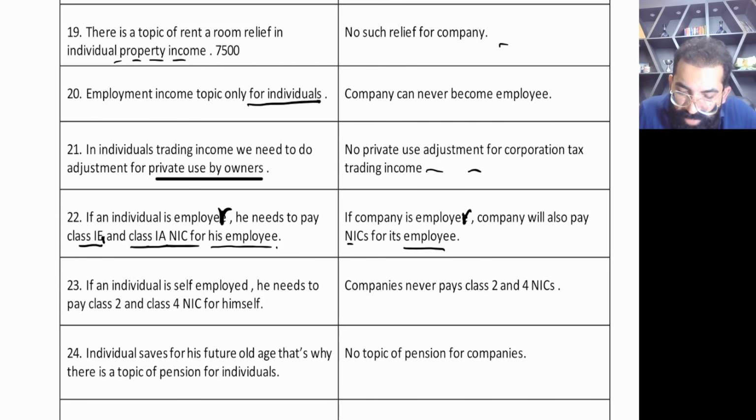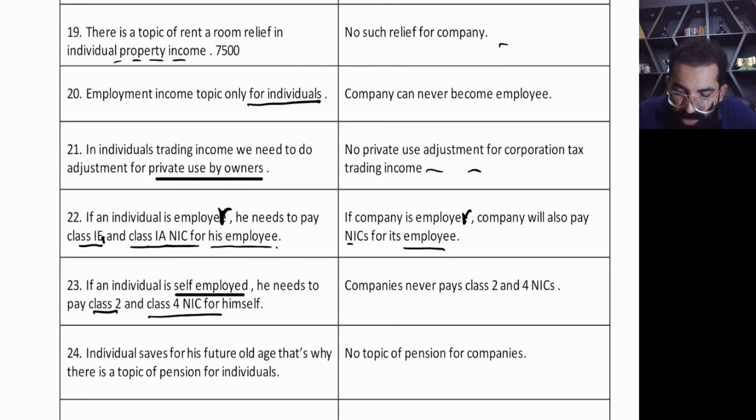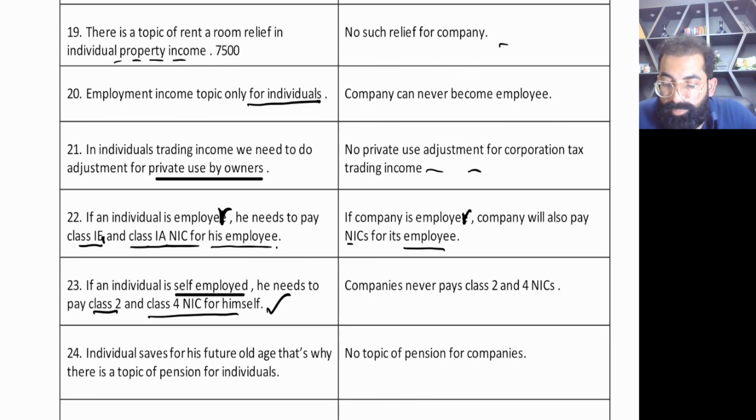I have covered that if an individual is self-employed, he needs to pay class 2 and class 4 NIC for himself, but a company never pays class 2 and class 4, because a company is not a human being. A company will never get old or sick, so a company will never claim benefits from government. So class 2 and class 4 NICs are always only paid by individual self-employed owners, not by companies.